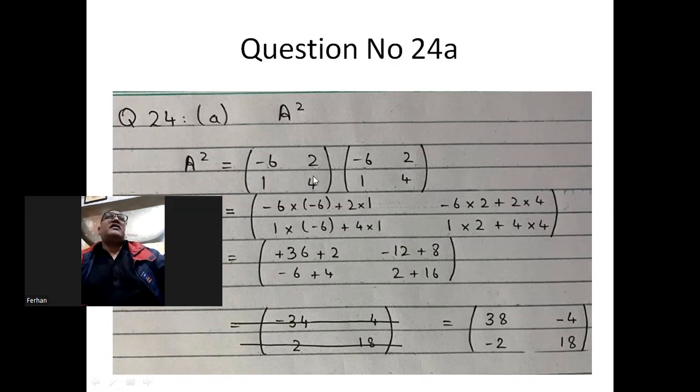Then the second row will start multiplying. It will multiply with the first column here. You will have minus 6 plus 4. Then the second row will multiply with this second column, so this answer will be written here.